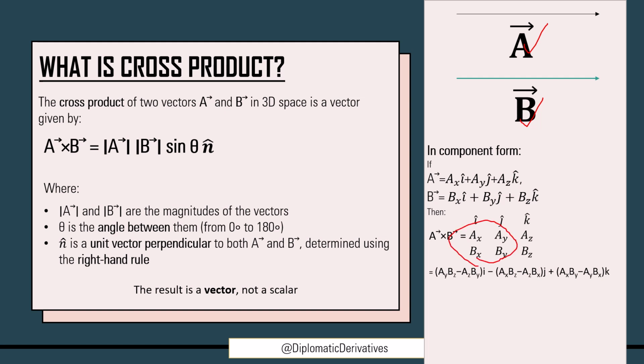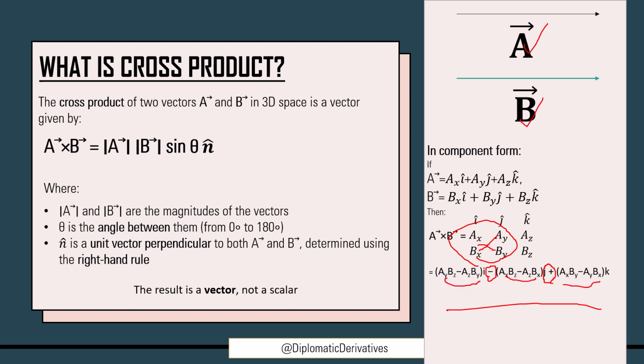It is going to be axby minus bxay. Make sure you remember that in the first one you're going to have this negative, and in the second one you're going to have positive, and the final answer will obviously depend on these.